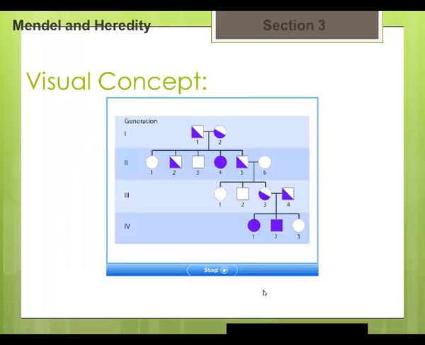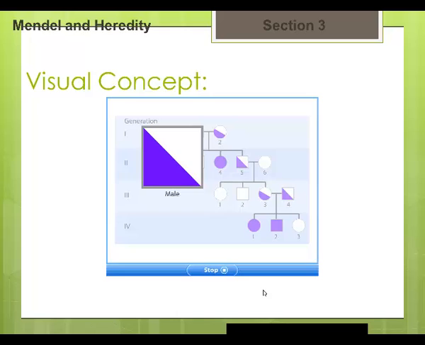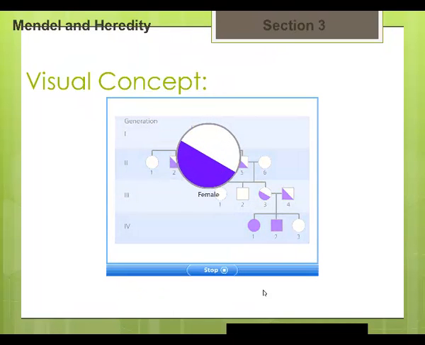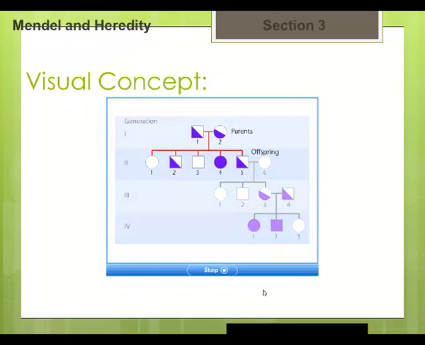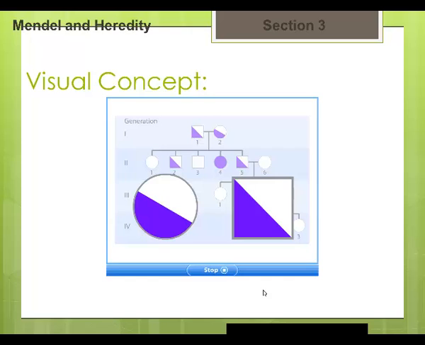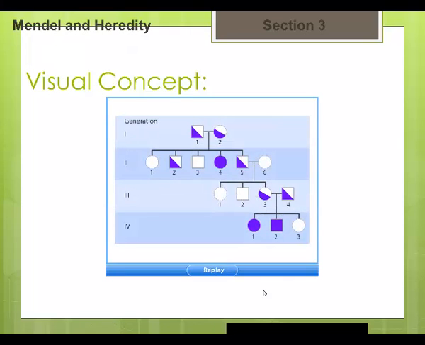A pedigree is a diagram that shows the occurrences of genetic traits in several generations of a family. Squares represent male members of the family. Circles represent female members of the family. Lines connect parents to offspring. Filled circles and squares indicate that the person has a certain trait. Half-filled circles and squares indicate that the person is a carrier of the trait.